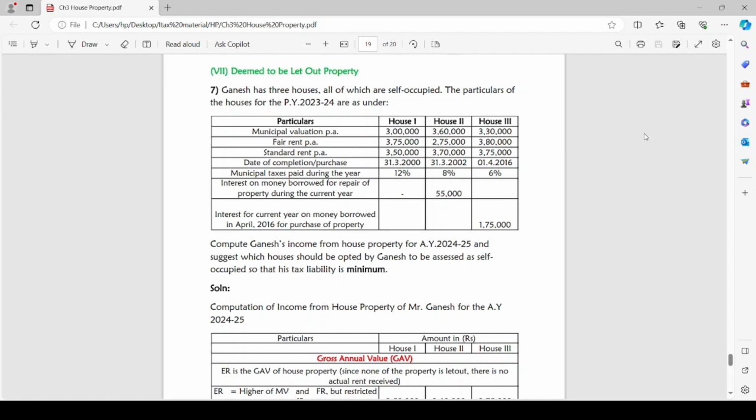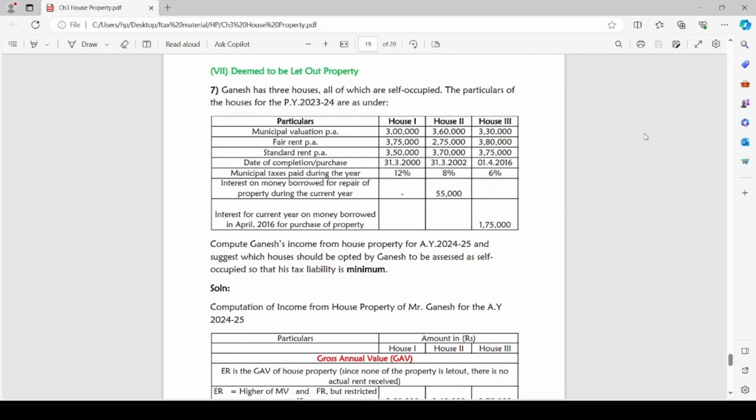The municipal valuation per annum, fair rental value, standard rents, date of completion or purchase of the house property, municipal taxes paid during the year, interest on money borrowed for the repair of the property during the current year, rupees 55,000 for house number 2, and interest for current year on money borrowed in April 2016 for purchase of property, house property 3. The details of each house have been given.